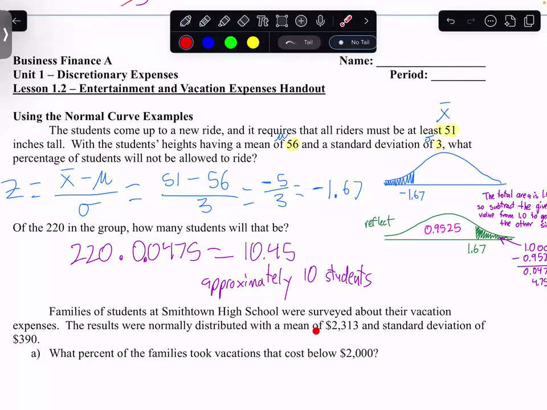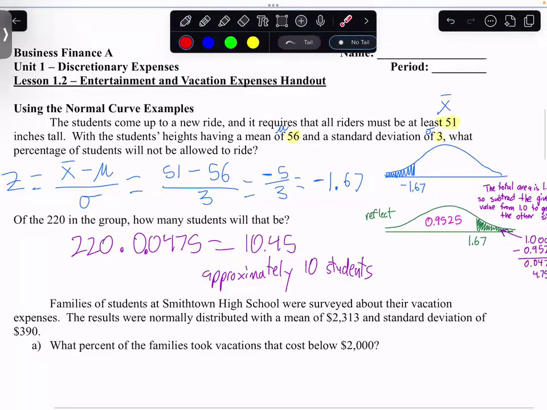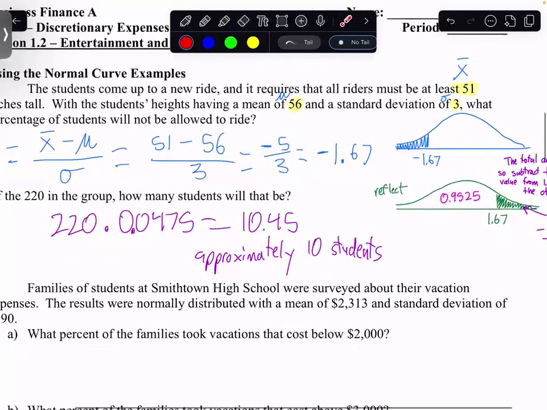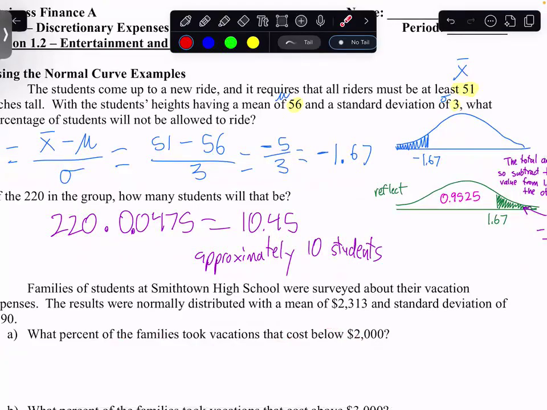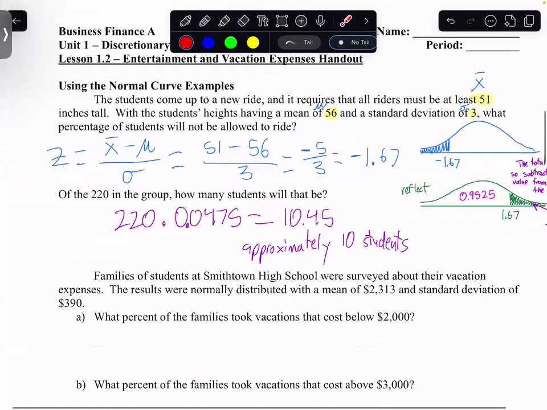Okay, so the next example is going to be very similar. We'll start it together, and then you'll have the chance to try applying it to see if you are able to do this type of calculation. Now we're talking about vacation expenses, how much a vacation cost. So normal distribution, mean 2,313, standard deviation 390. First question: what percent of families took vacations that cost below 2,000?